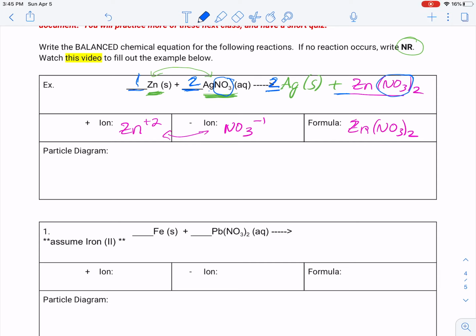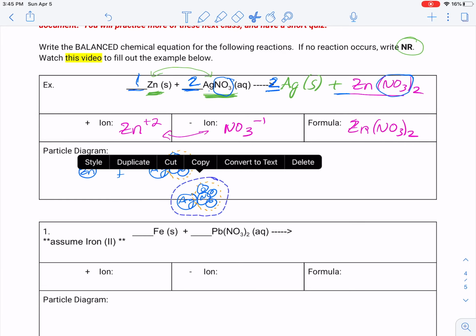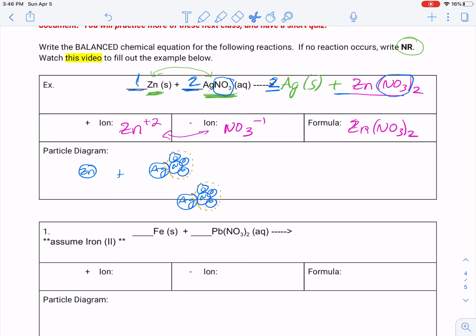And then my particle diagram, I'm going to have 1 zinc plus a silver nitrate. If you want to go back to what we did before where you make this a polyatomic, that's not a bad idea. Let's see if I can do this. This is my new thing. I'm going to try my new little toy. Let's see how I do that. Copy, paste. Oh, look at that. Oh my God, miracle. Okay, and then I have 2 silver nitrates.